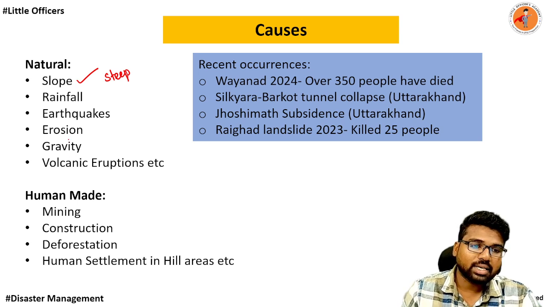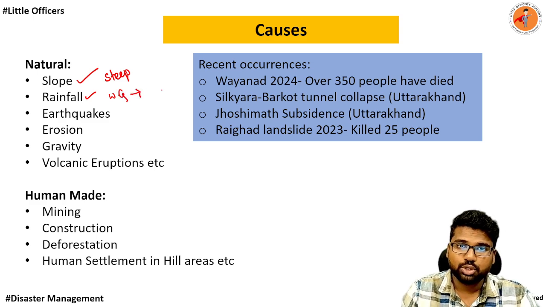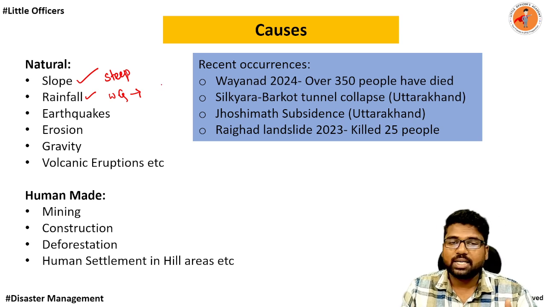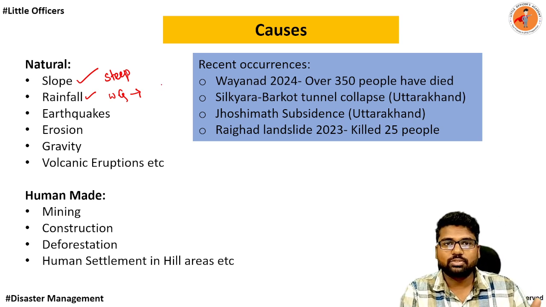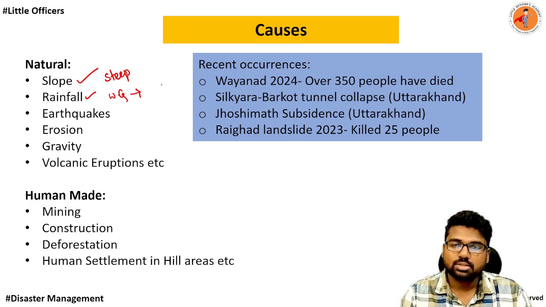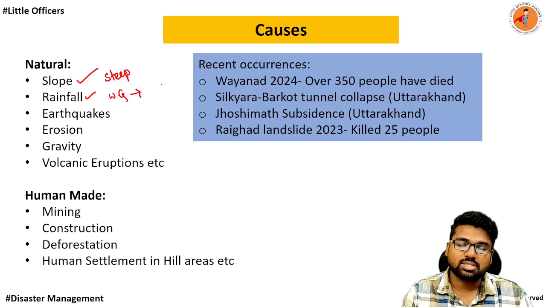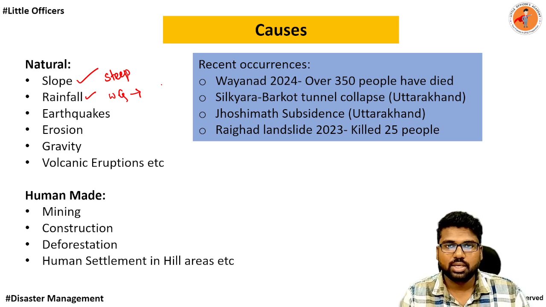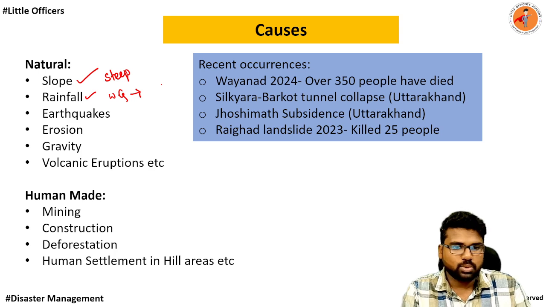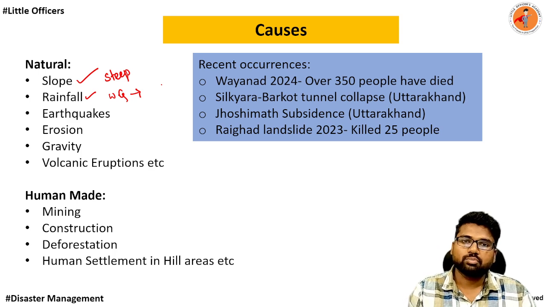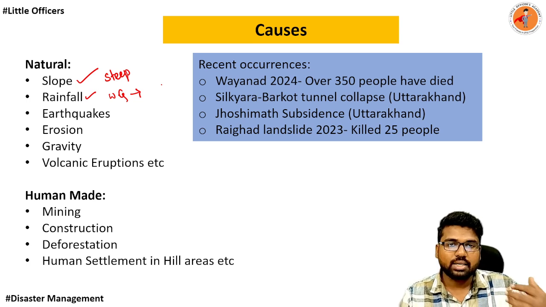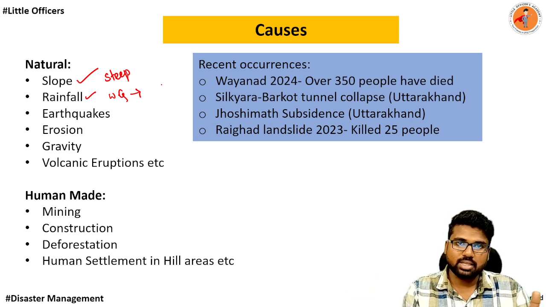Or high rainfall. For example, the Western Ghats receive orographic rainfall due to monsoons, and particularly the western stretches of the Western Ghats are highly vulnerable to these kinds of disasters like landslides due to rainfall. Even Wayanad 2024 was because of high rainfall, and that resulted in mud flow and slowly into landslide.